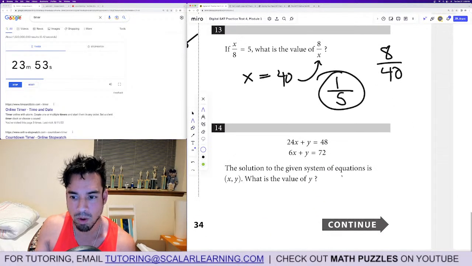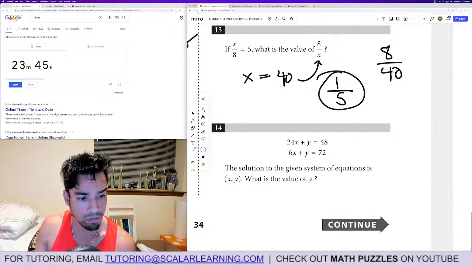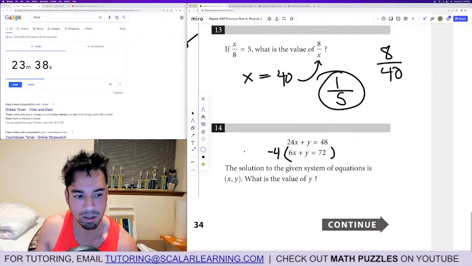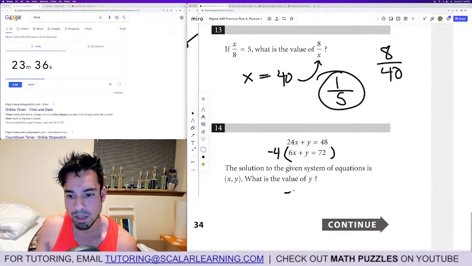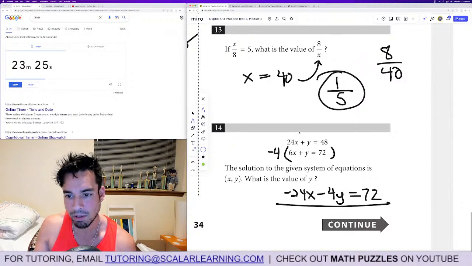What is the value of y for the solution for the system of equations? Now, you can obviously multiply the bottom by a negative and then cancel out the y's. But they want to solve for y. So to save a little time, I'm going to multiply the bottom equation by -4. So I actually cancel out the x's and then go straight to the answer. So the bottom then becomes -24x minus 4y equals 72. And then I'm going to add it to the top equation. So 24x and -24x, they cancel out. -4y and y gives me -3y.